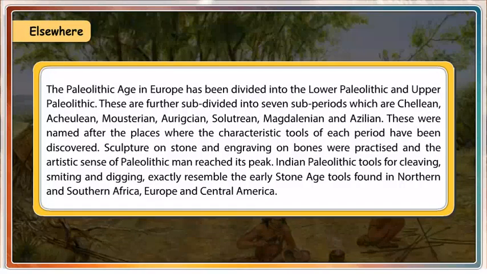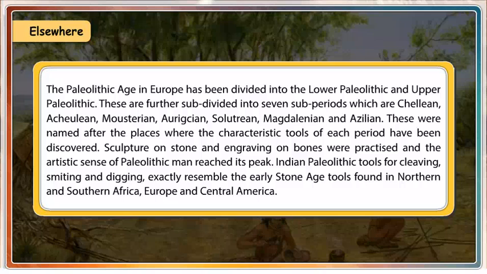Elsewhere, the Paleolithic age in Europe has been divided into the Lower Paleolithic and Upper Paleolithic. These are further subdivided into 7 subperiods, which are Caelian, Acheulean, Mousterian, Aurignacian, Solutrean, Magdalenian, and Azilian. These were named after the places where the characteristic tools of each period have been discovered.